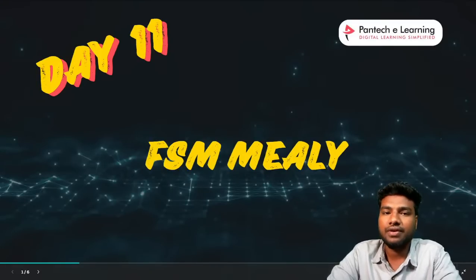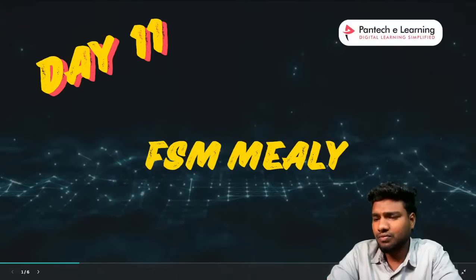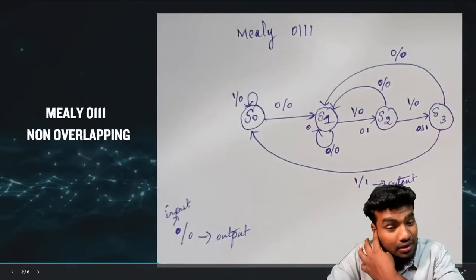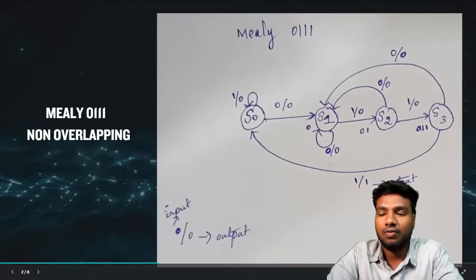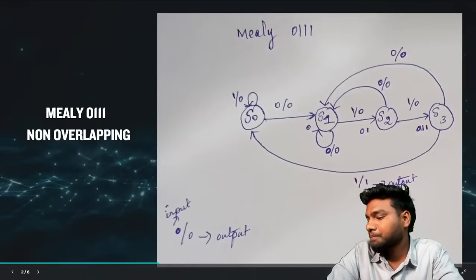So today we are going to see FSM Mealy. We know what FSM is, and we have already seen the difference between Mealy and Moore. Today we are going to see Mealy. Firstly, I'm going to write the code to find the sequence 0111. Let's start with the state diagram. This is the state diagram for non-overlapping sequence detection of 0111 by using the Mealy.